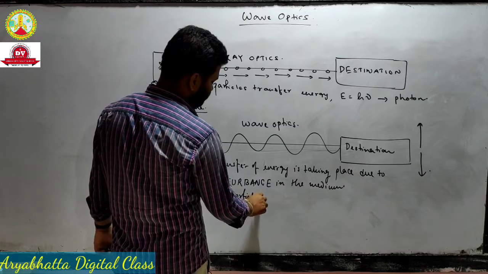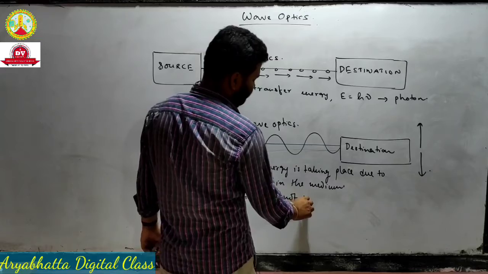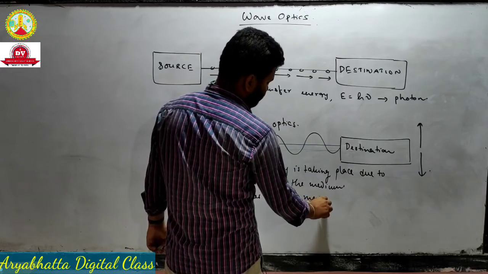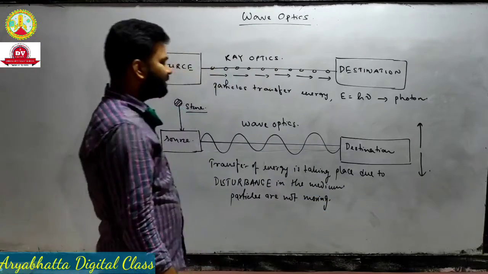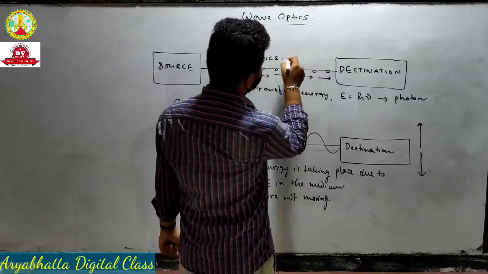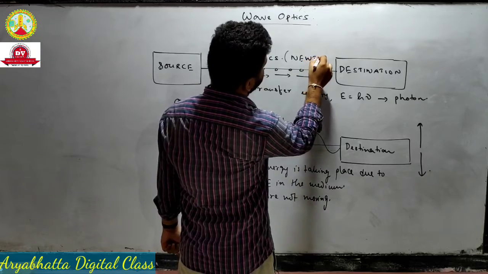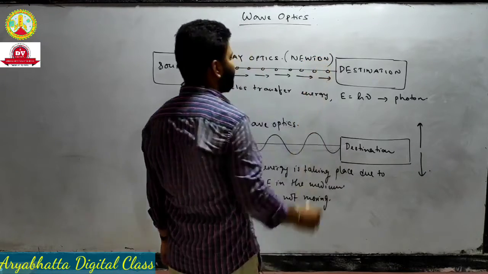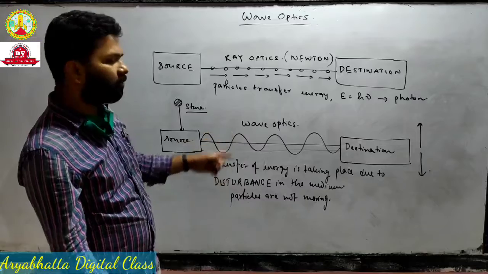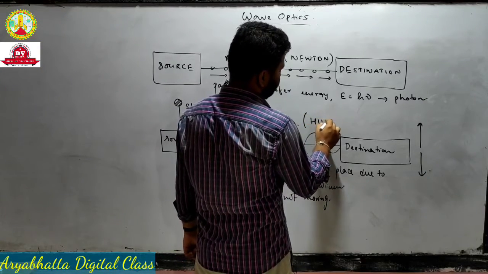So particles are not moving. So this theory, the ray optics का theory किसने दिया था? This is given by the famous scientist Newton. Okay, this theory was given by Newton, and the wave optics का जो theory था, this is given by Huygens.